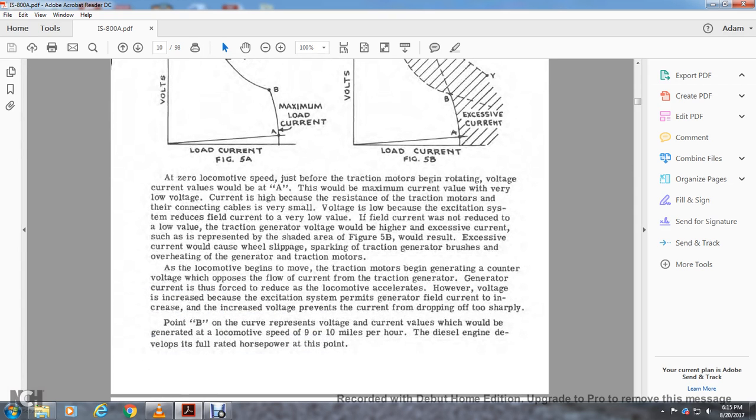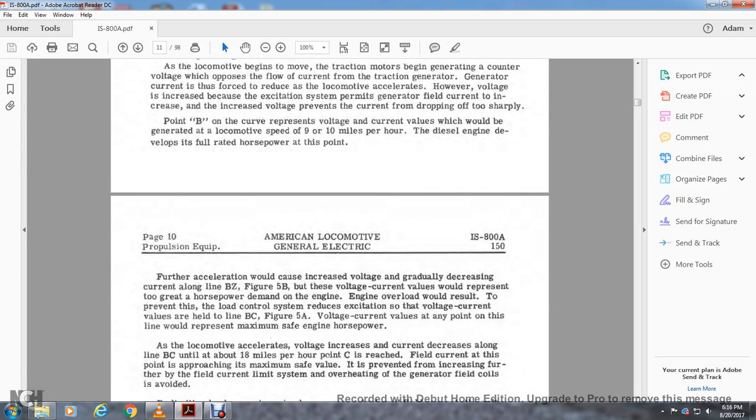If the locomotive begins to move, the traction motor generates a counter voltage that opposes the flow of current from the traction generator, and the generator current is forced to reduce as the locomotive accelerates. However, the voltage increases because the excitation system permits the generator field current to increase. The increased voltage prevents the current from dropping off too sharply. Point B on the curve represents the voltage and current values at a locomotive speed of 9 to 10 miles per hour, with the diesel engine developing fully rated horsepower at this point.